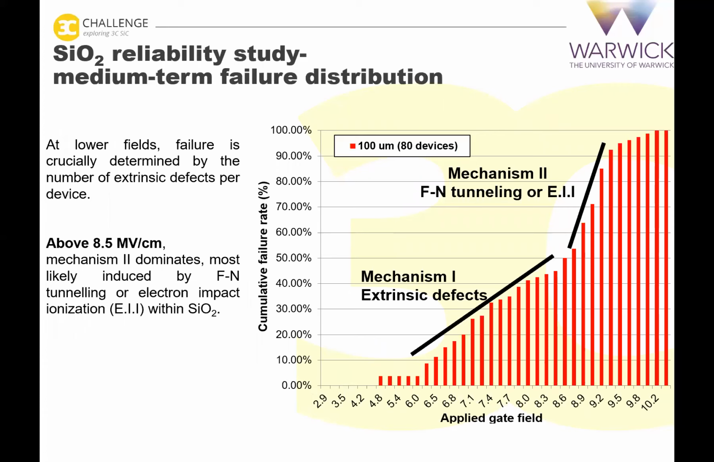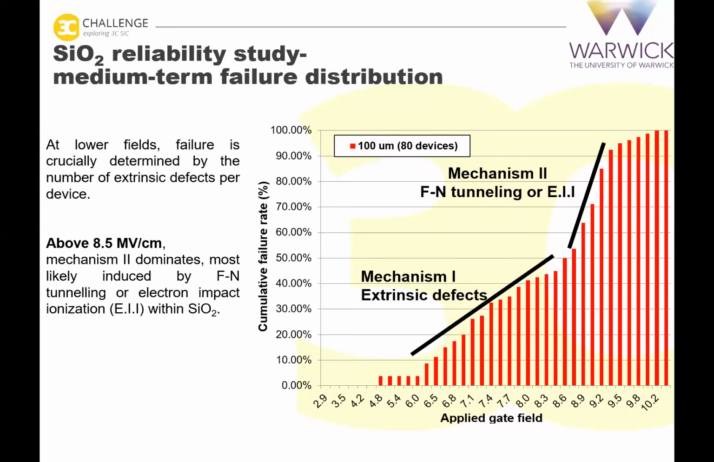And a first look tells us there are at least 2 dominating mechanisms involved in the oxide failure. One at a relatively lower field, namely the crystal defects we mentioned before, and the other one showing up above 8.5 megavolts per centimeter, and from the literature, most likely to be tunneling or electron impact ionization in the oxide.